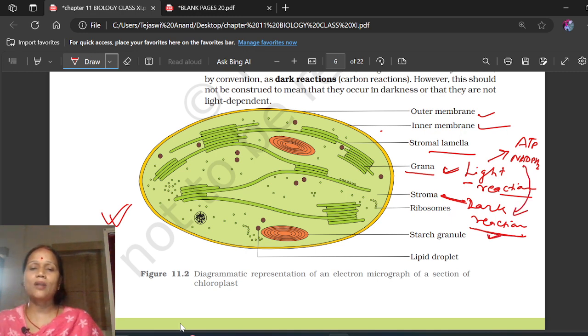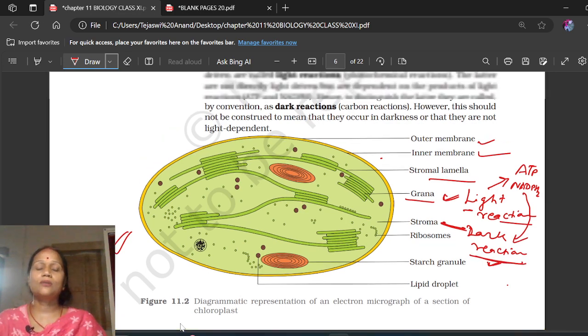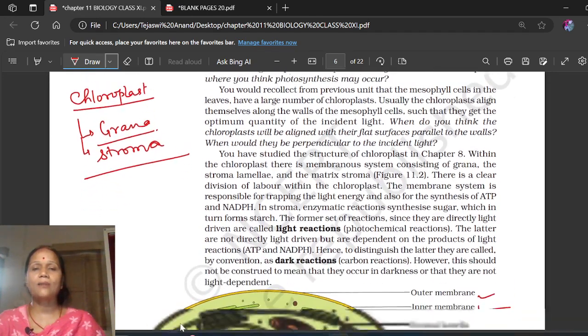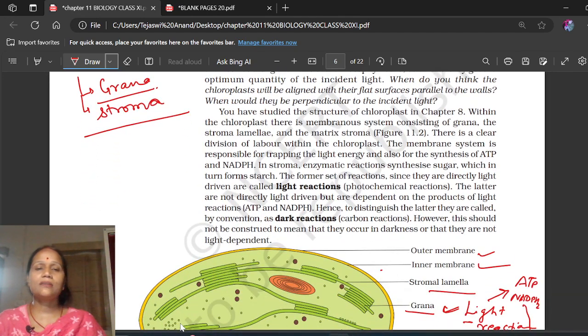Not only for this process, they are occurring in the absence of light, so we are calling it dark reaction. The products of light reaction are used in dark reaction. Ribosomes, starch granules, lipid droplets. There is nothing too hard in this diagram. Main thing you have to study in this passage.